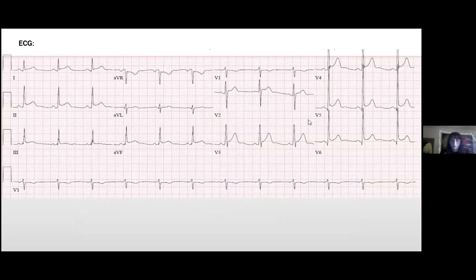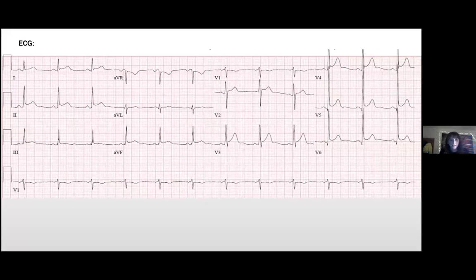And does anyone want to tell me the most striking abnormality in this ECG? Yeah, so we've got widespread ST elevation across loads of leads. So we can see it here in 1, 2, a little bit in 3, AVF, V2, V3, V4, V5, V6. So this would be very abnormal for an MI.